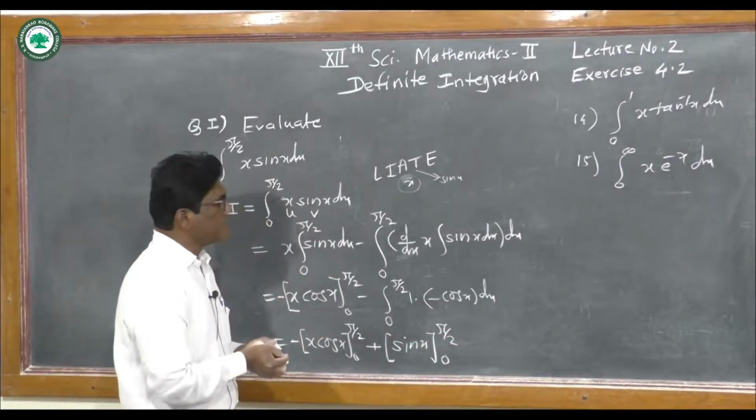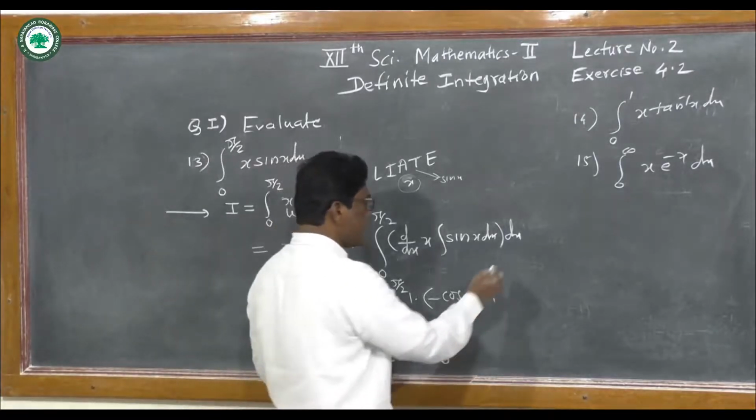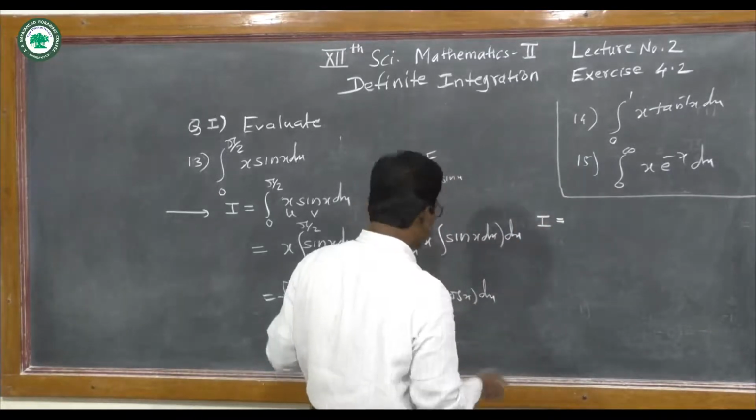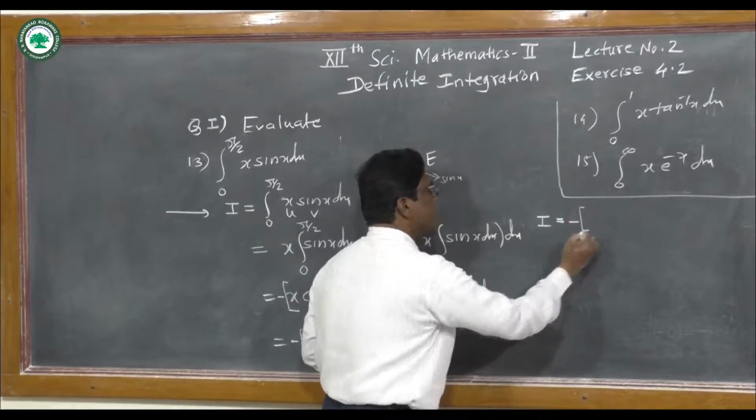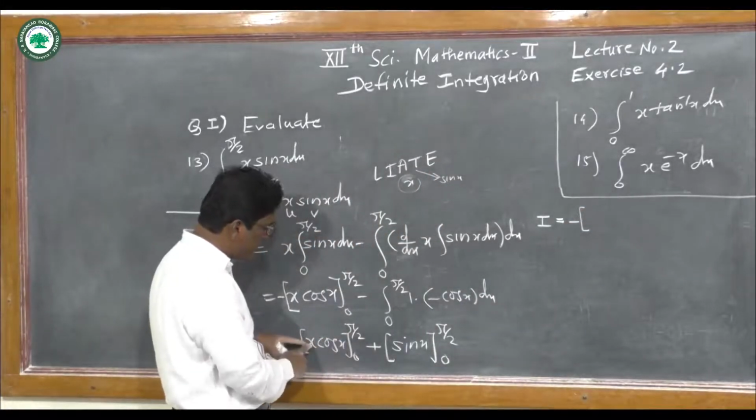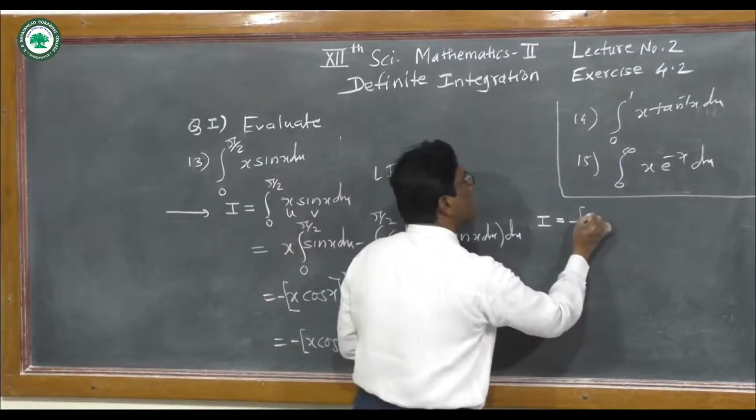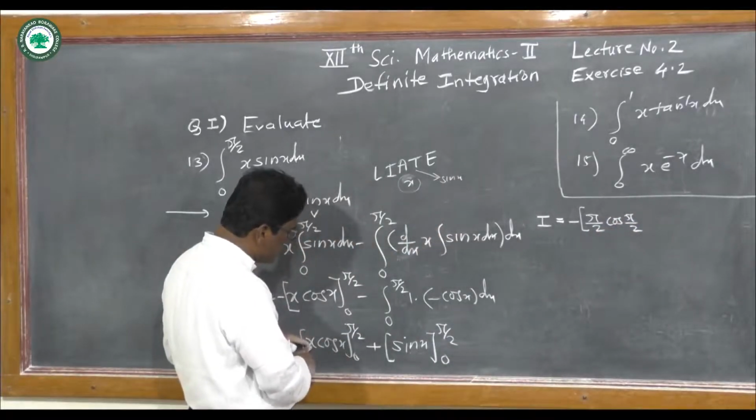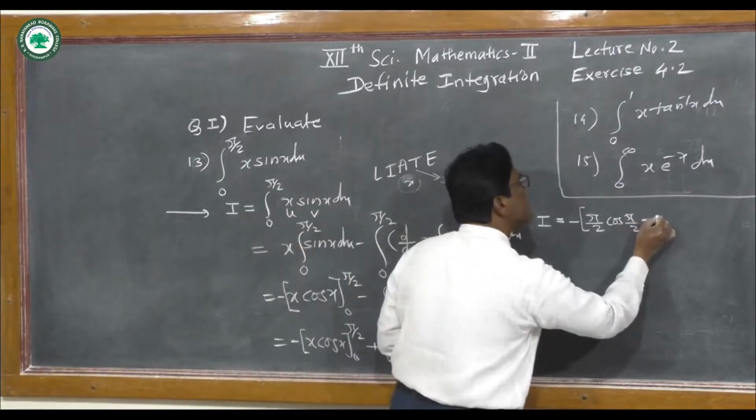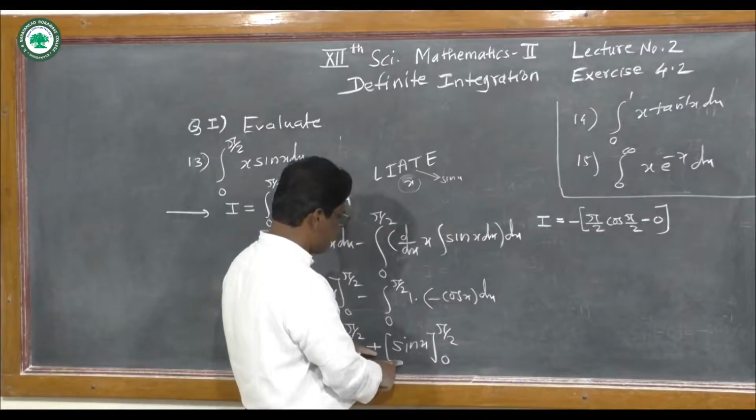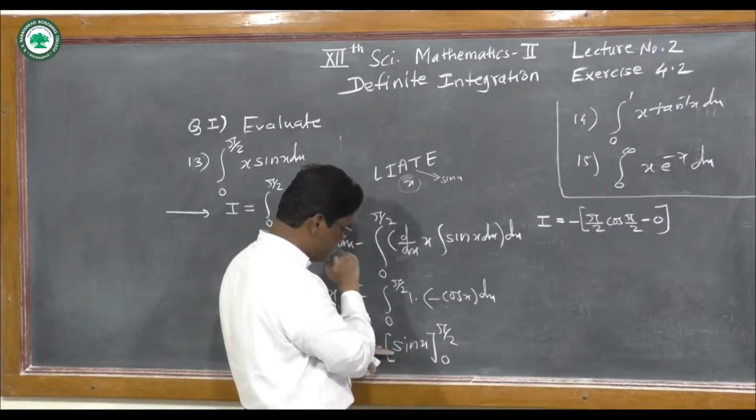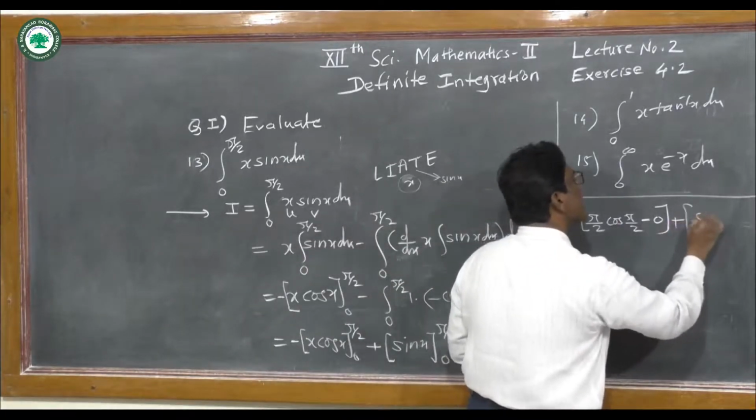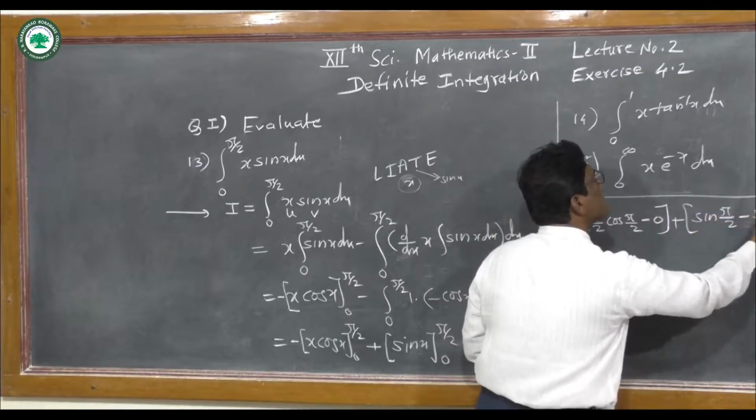Now put the upper value minus the lower value in place of x. So we get I is equal to the minus sign as it is, in the bracket. In place of x we put pi by 2, so pi by 2 into cos of pi by 2, minus, in place of x we put 0, 0 into cos of 0, that is 0, since 0 into something is 0. Now here plus sin x from 0 to pi by 2. So we put x as pi by 2 and then x as 0, so sin of pi by 2 minus sin of 0.